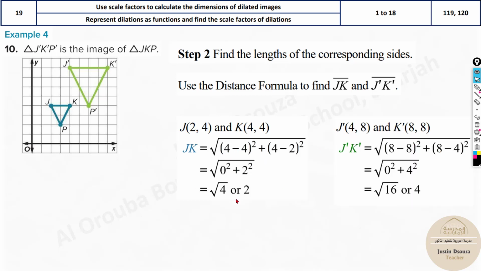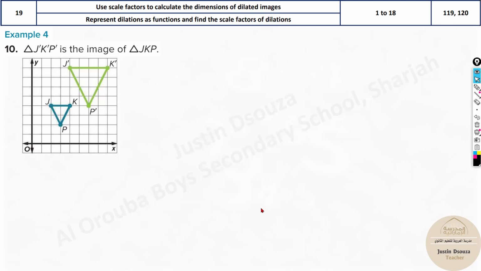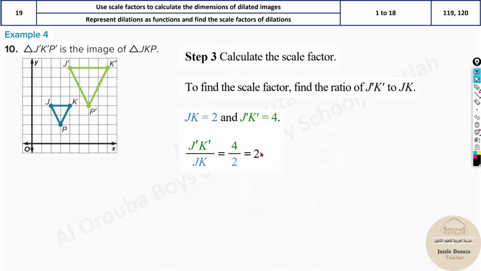And then compare the distances. You got 2 for the original image, 4 for the dilated image. Divide the dilated image by the original image. 4 divided by 2 is the scale factor. That's how we basically do it, from the distance formula.